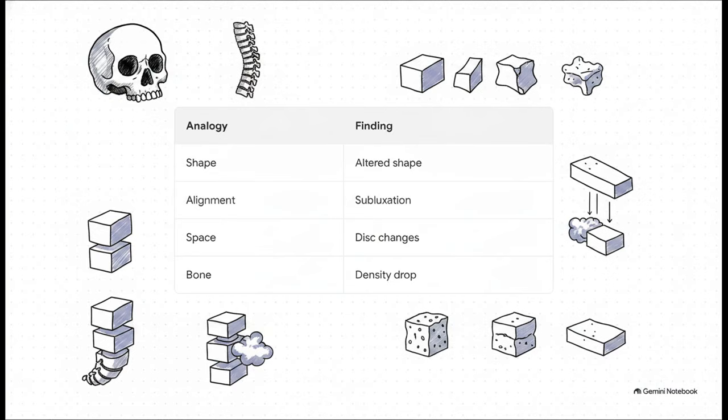Question 1, is the block shape right? Is it wedged, biconcave, or kind of squared off? 2, is the stack aligned or has a block slipped, like what you'd see in subluxation or scoliosis? 3, has the space around it changed? Are the discs narrowed or is there a weird soft tissue mass? And 4, is the bone itself intact or is it eaten away, too dense, or just entirely collapsed? Answer those 4 and you've basically conquered the spine.